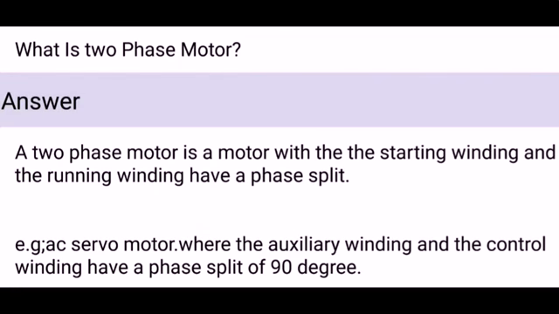What is a two-phase motor? A two-phase motor is a motor where the starting winding and the running winding have a phase split. Example, AC servo motor, where the auxiliary winding and the control winding have a phase split of 90 degrees.